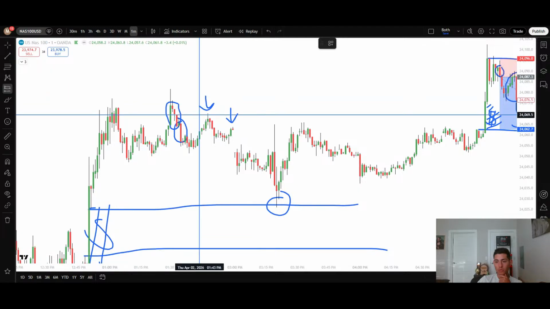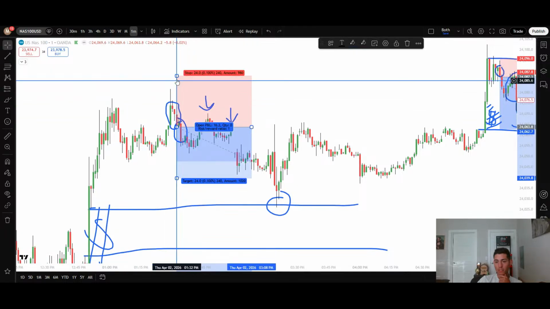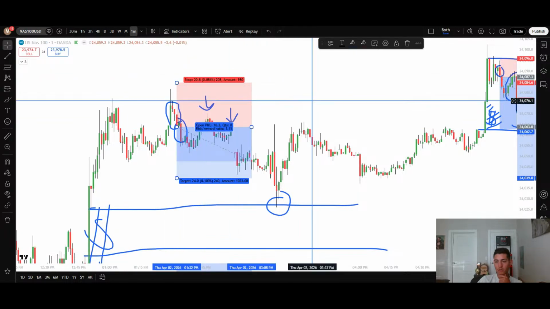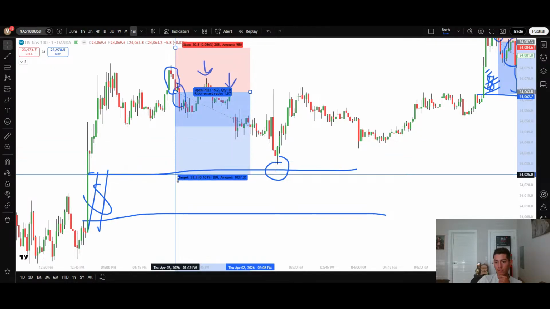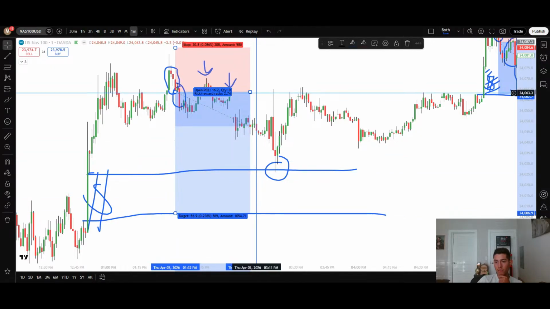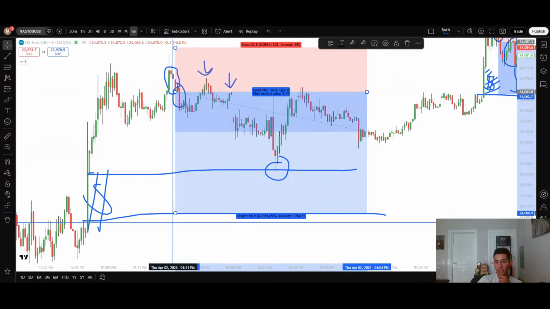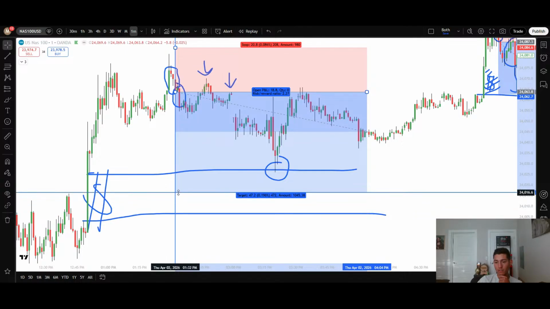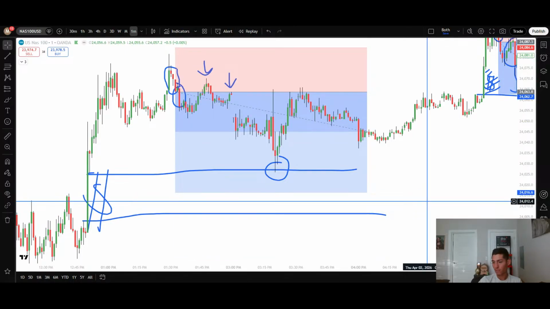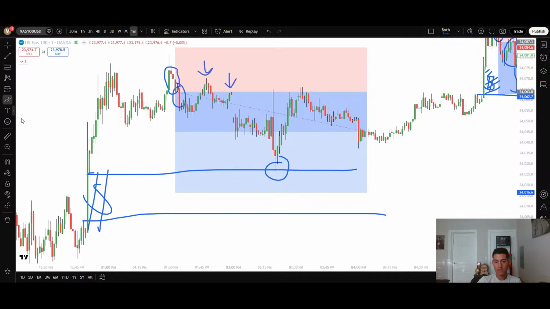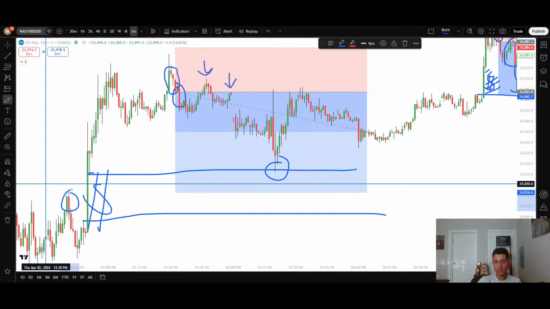Let me go and do a short real quick. Let's say there was an entry here, stop loss there. This would have been me. Actually, no, I lied. This would have been me, only reason being is because of this. We will get more into this later.